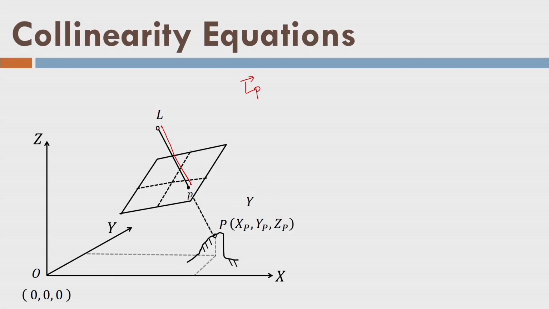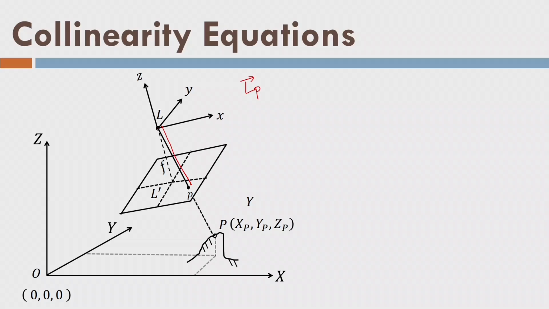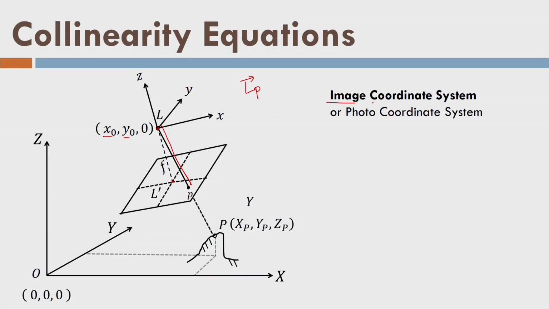capital LP here. Let us see L dash, there is a focal length f. I have an image coordinate system, small xyz, centered at the exposure station, where the xy plane is parallel to the image. I also do not know where the principal point is, it is unknown. So I have x0, y0, 0. So this is the image coordinate system or photo coordinate system. So there are two names, again don't get confused.